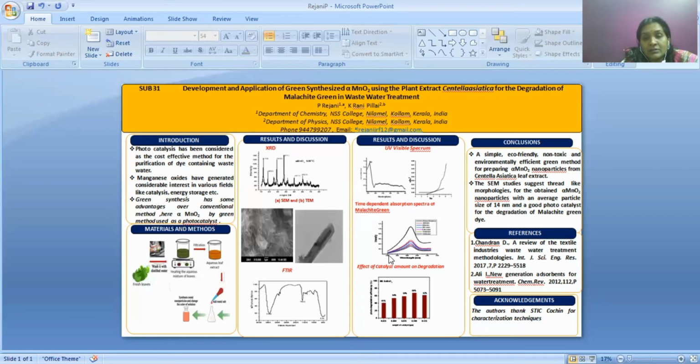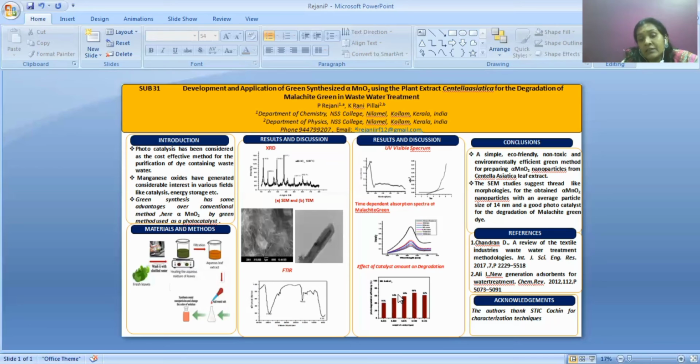For the dye, we chose malachite green. Malachite green is used in the textile industry, so we chose malachite green. Here is the effect of degradation time of the malachite green with the catalyst. It is clear from the graph that as the time increases, the absorption of malachite green is reduced, that is, the malachite green degrades when we irradiate it with UV light as time goes on.